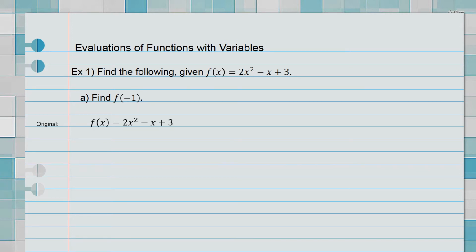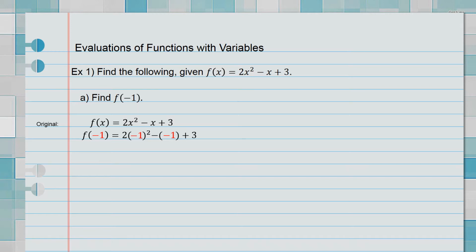Now we're given the original function, and whenever it asks you to find f of negative 1, what that simply means is every time you see x, you will take the x out and replace it with parentheses. And inside the parentheses, you place the specified value. In this case, they want us to investigate when x is equal to negative 1. Once you've substituted in the value, now you need to evaluate using GEMS.